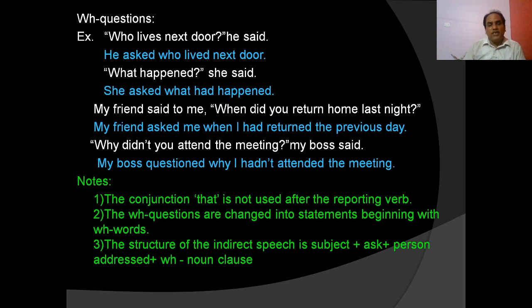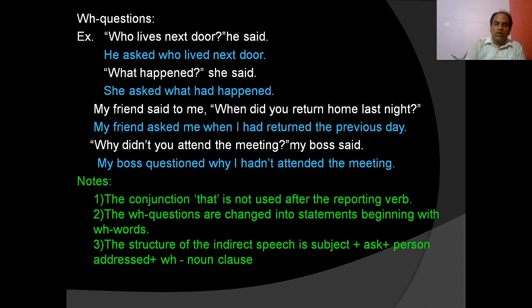Why did not you attend the meeting? My boss said, my boss questioned why I had not attended the meeting. Note that the conjunction that is not used after the reporting verb in WH questions. In indirect speech, the WH questions are changed into statements beginning with the WH words. And the structure of the indirect speech is the subject plus asked plus person addressed to plus WH noun clause.